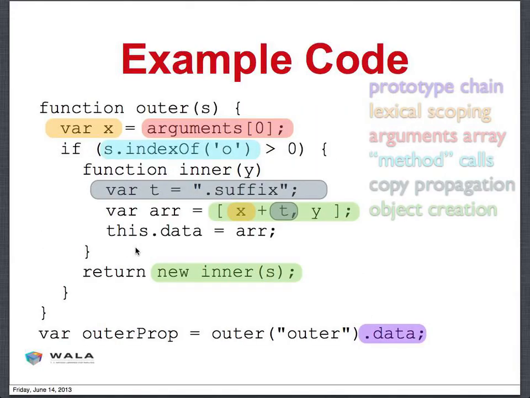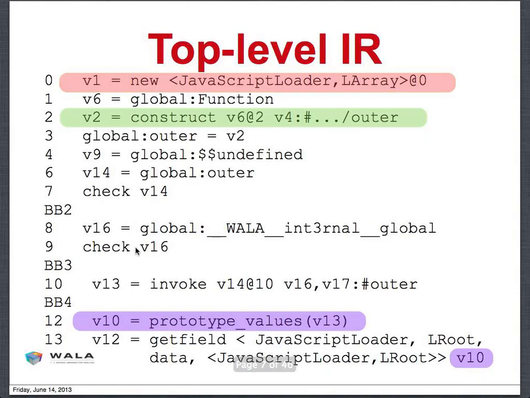So it's going to declare the function outer, and then it's going to call the function outer, and then it's going to access the data property of whatever it is that outer returns. So let's see what that looks like.